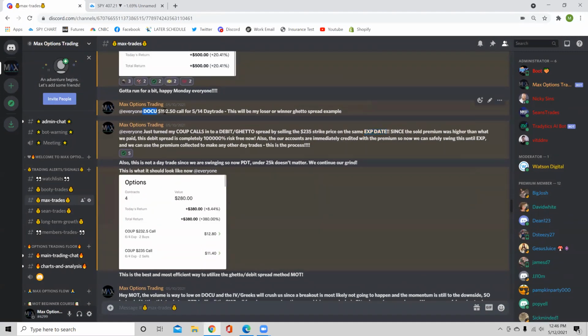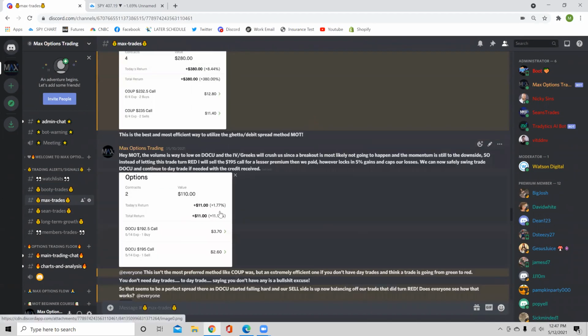During the time I was doing this, I opened up DocuSign. This is also another example that I was going to use for my ghetto spread. This one's a little bit different. This one, I noticed that the volume was very low. The IV was dropping, and I know my play was going to get crushed. I was up about 15% at one point, and then it dropped down to 5%. So now I kick into risk management mode.